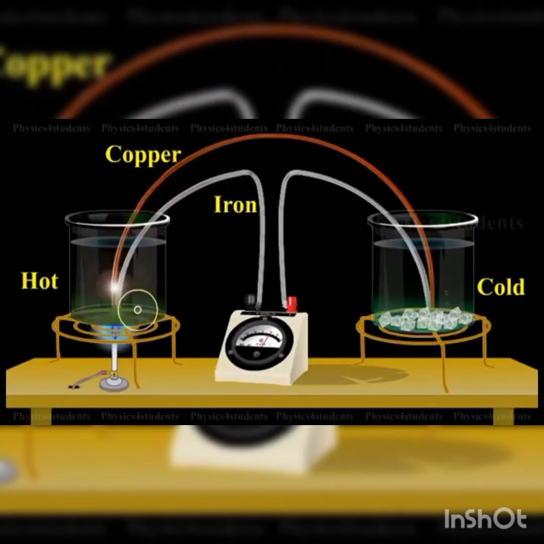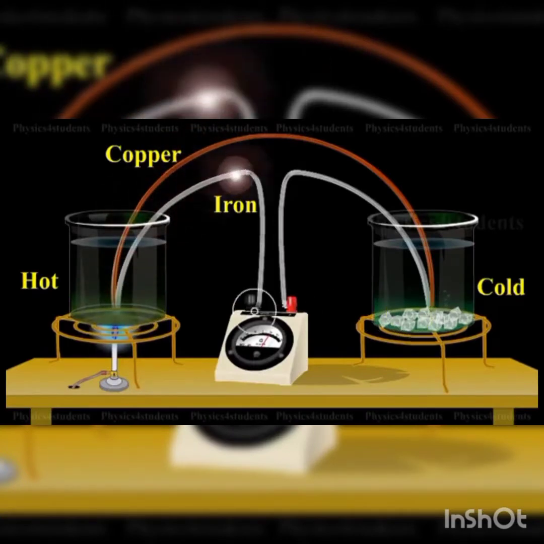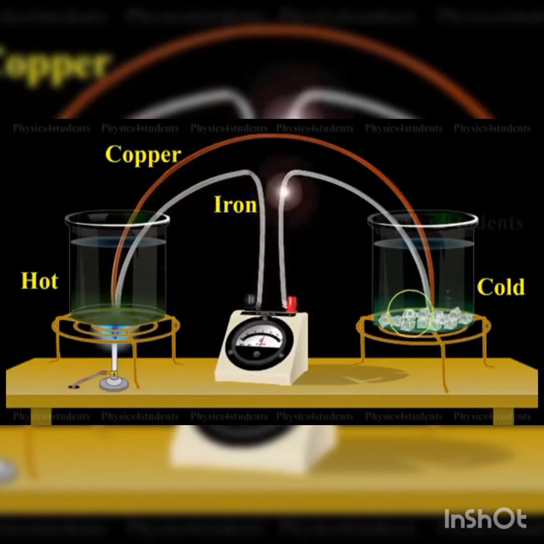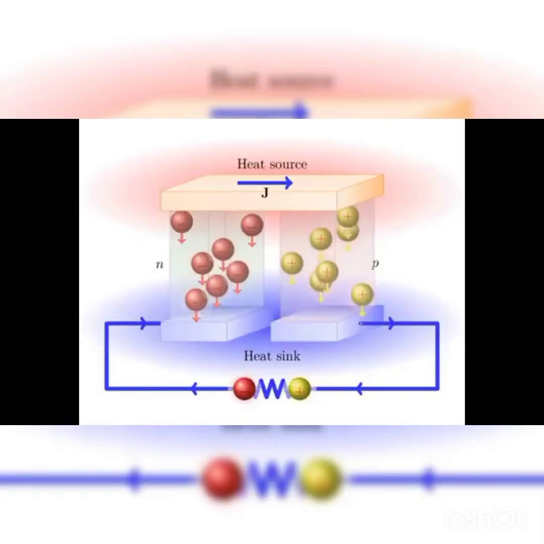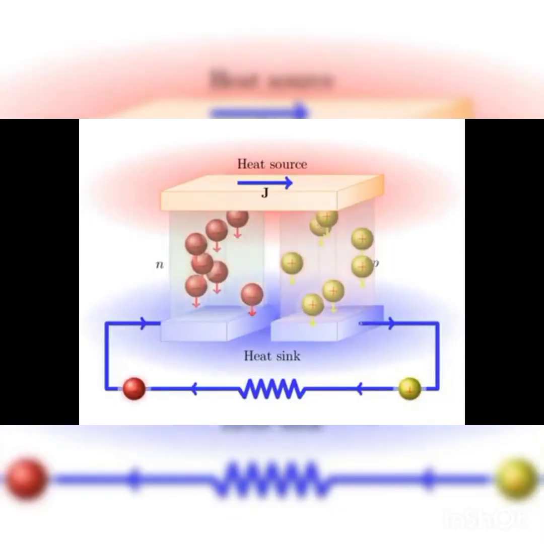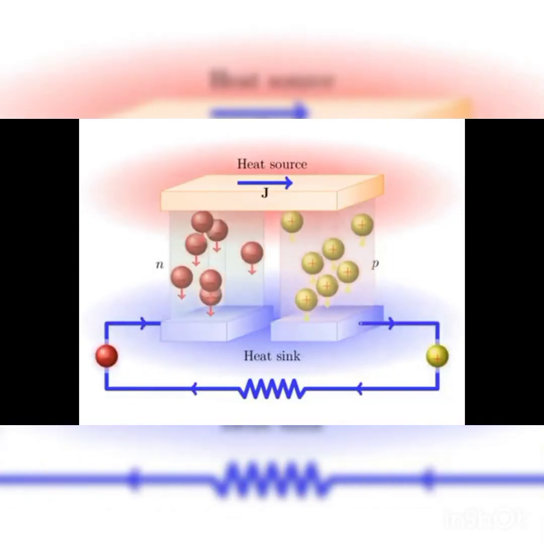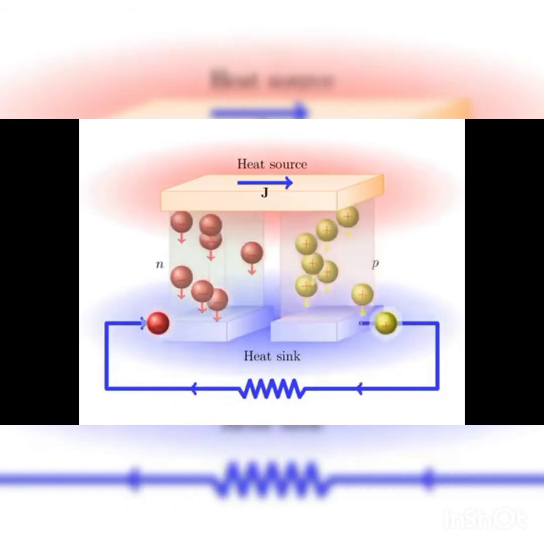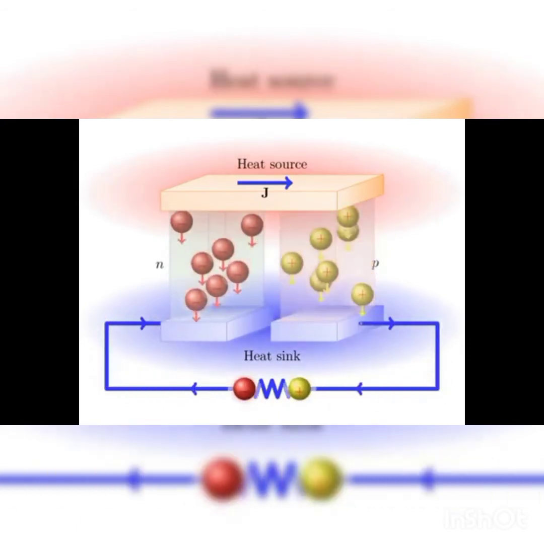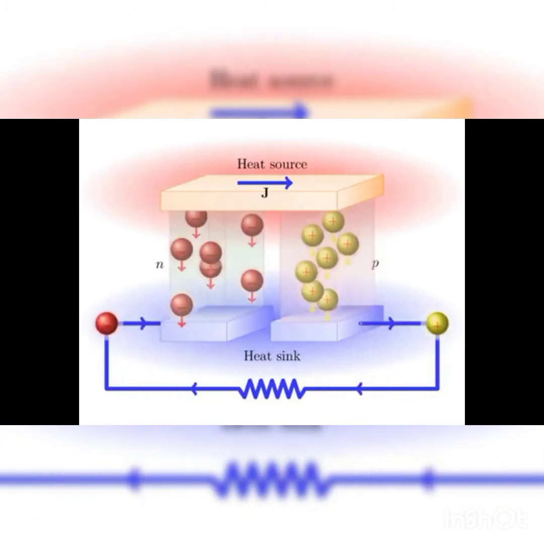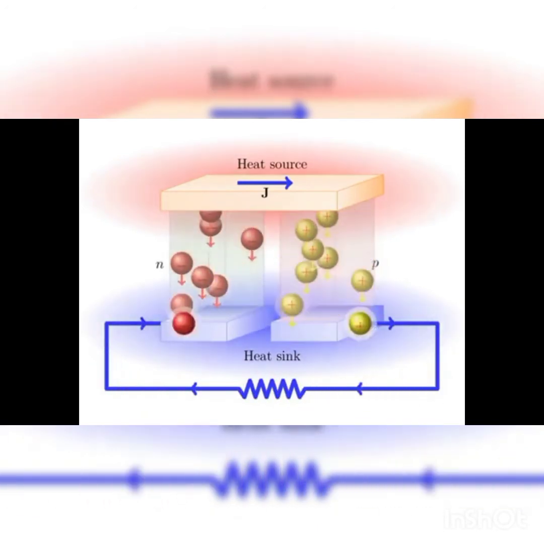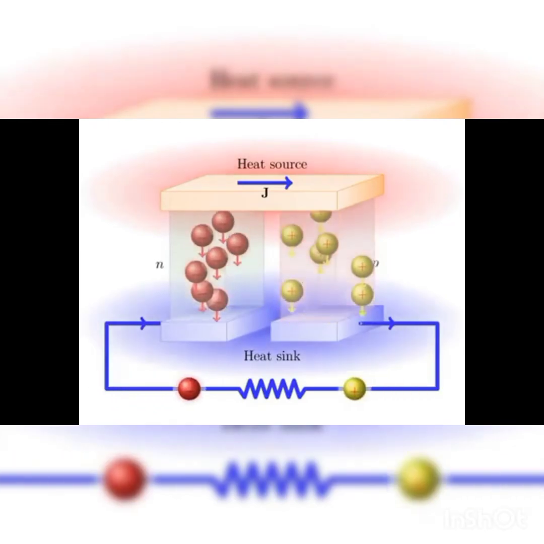Now, coming to the applications of the Seebeck effect. It is utilized in thermocouples, which are thermoelectric devices composed of at least two different conductors or semiconductors. They are used for measuring the temperature difference by converting the voltage into its corresponding temperature. It is also used in thermopiles, which are devices composed of a number of thermocouples linked in series or parallel to acquire usable voltage.